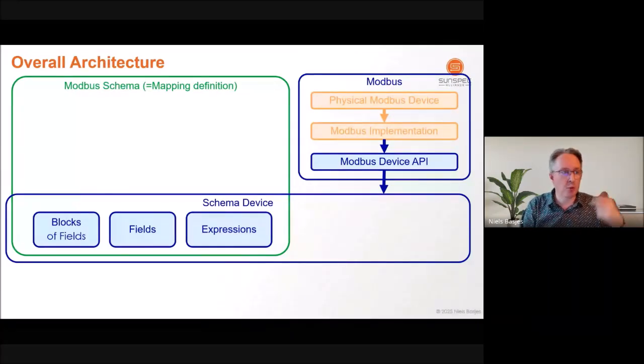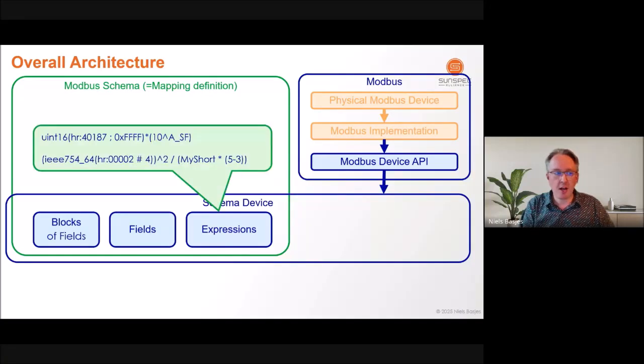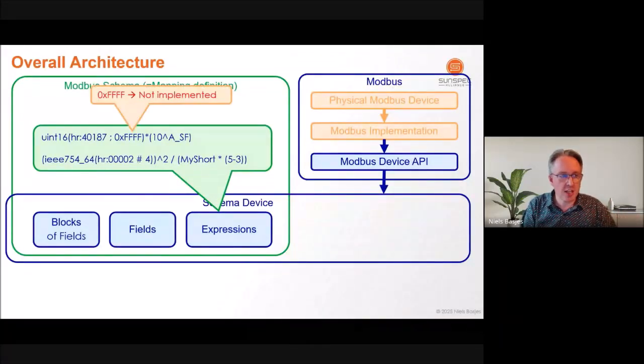And in SunSpec, you have model 1, model 2, model 3. So it makes sense to have blocks of fields. And then there are fields, and each field has an expression. And the expression language, which I wrote for this purpose, these are 2 examples. You can do all kinds of math, all kinds of conversions. And what you see in the top one is an indication of, oh, if you find these bits, you must treat what you get back as not implemented. So if these bits are returned by the physical device, the system will say, I don't have a value.